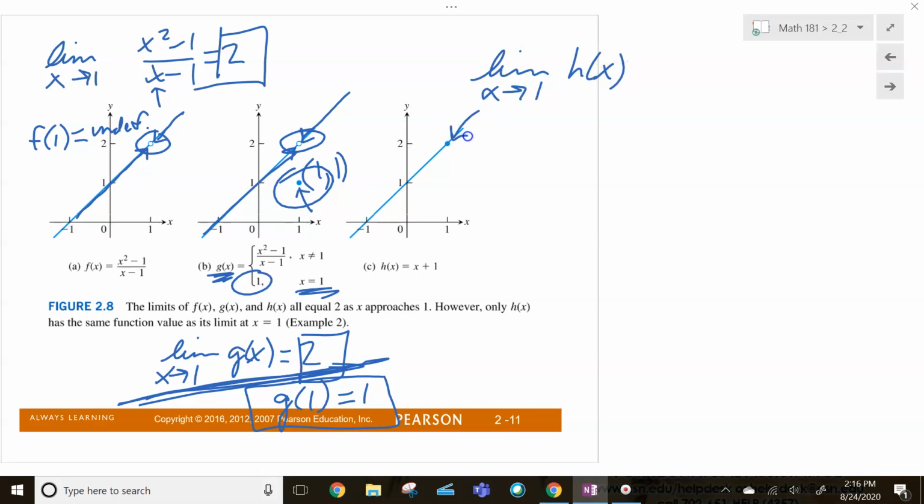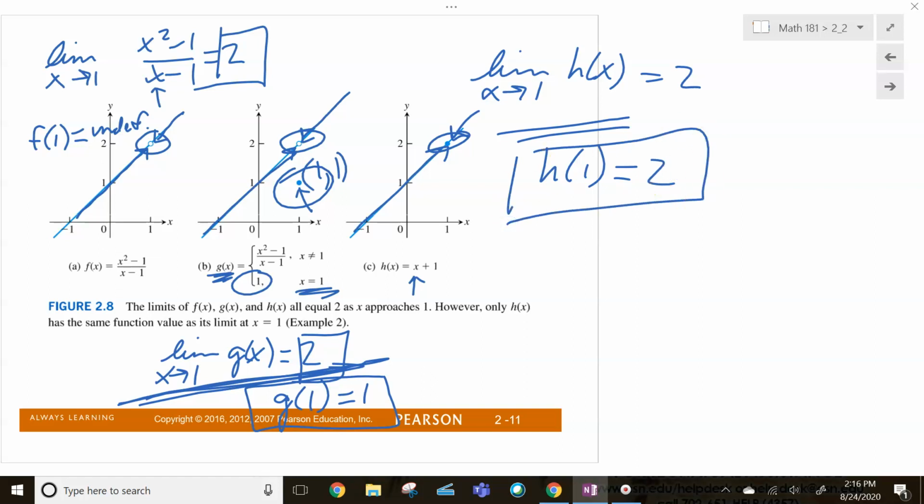As I approach from the right, does it agree if I approach 1 from the left? Yes, they agree. What's the value? 2. The limit is 2. What's the functional value? What's h of 1? What's just its functional value? It's defined. No problem. When I plug 1 into the function, 1 plus 1, I get 2. No problem. H of 1 is 2.